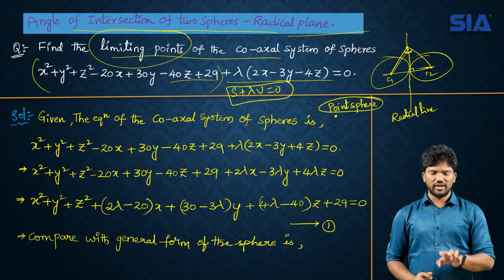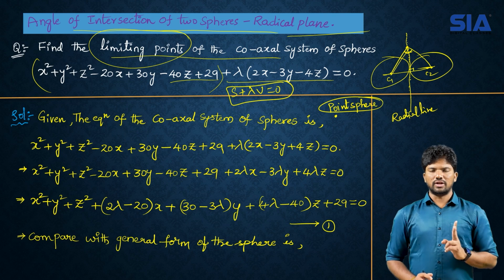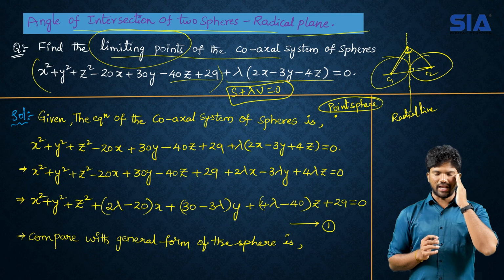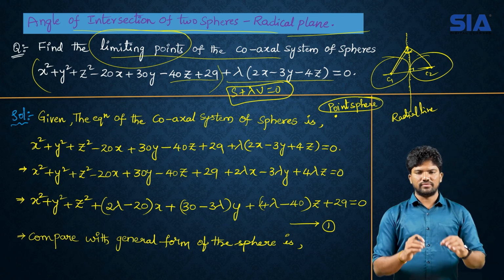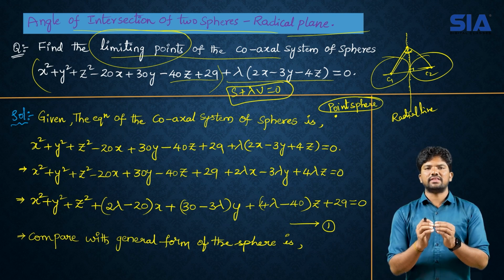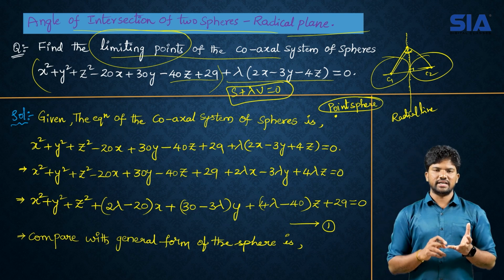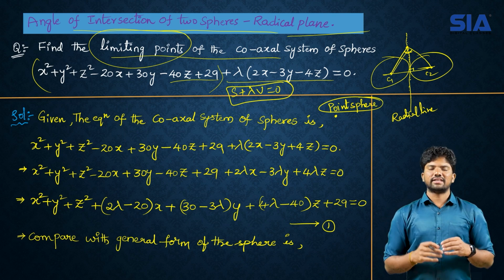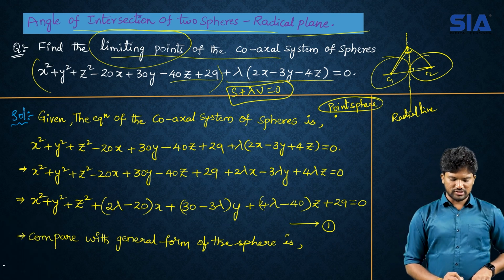Now here we have a system of spheres, and for the system we have to find the two limiting points. Just remember: for the given system of spheres, find the radius value and equate that radius value equal to 0. Then you will get the limiting points of the given coaxial system. So now let's see the solution of the problem.